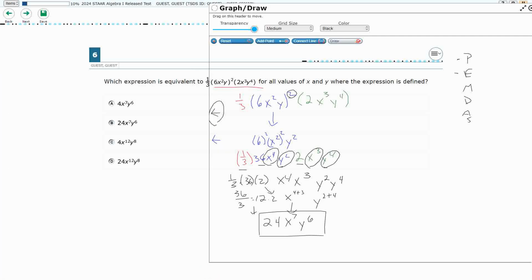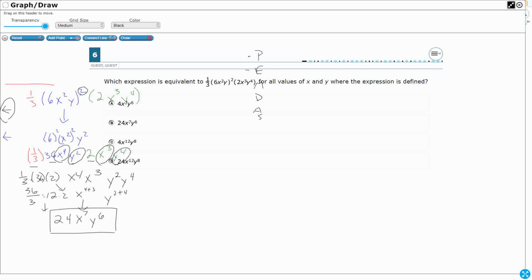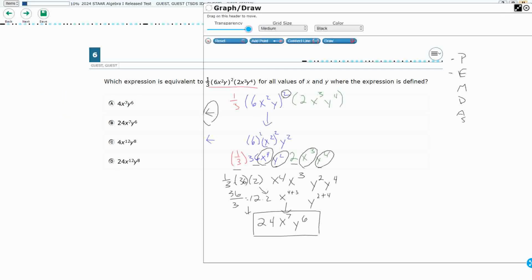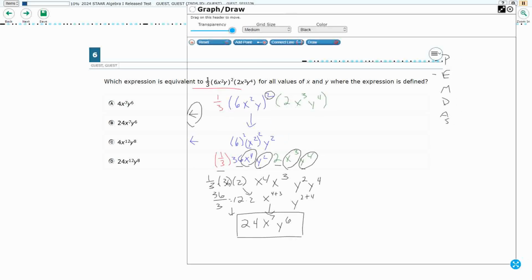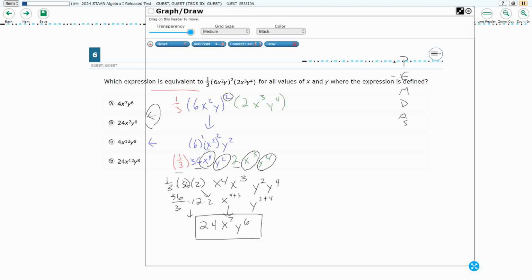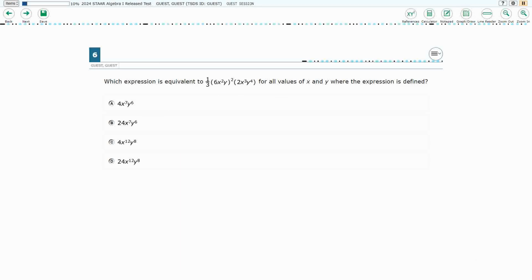Let's get rid of that, and let's see how we're doing. We do see an answer right there, and that's going to be that B. We notice on some of these, that's actually one of the only ones that has the correct constants there. D has 24, but it's got x to the 12th and y to the 8th, right? And that's if they ended up multiplying their exponents rather than adding. So the answer is B.